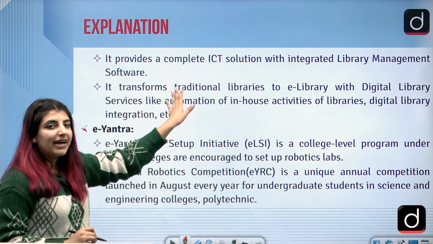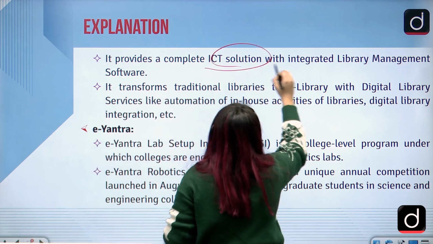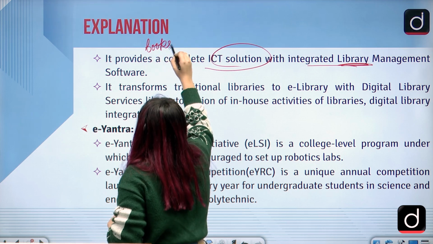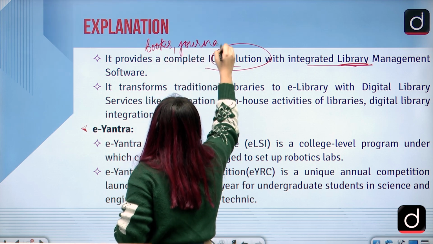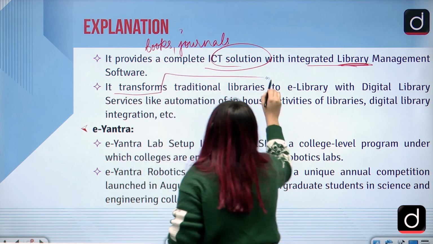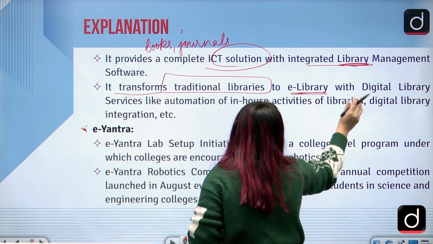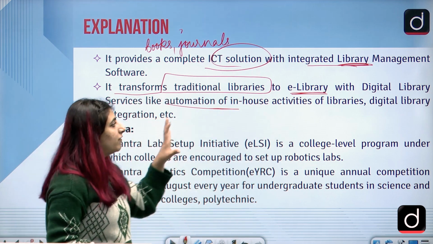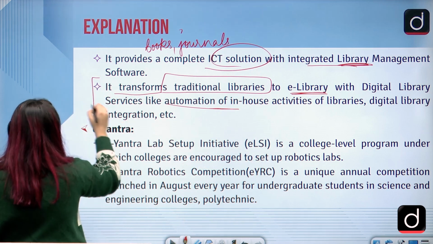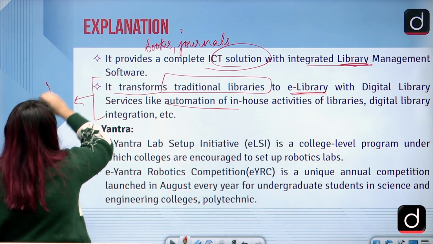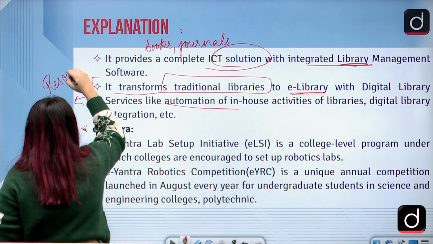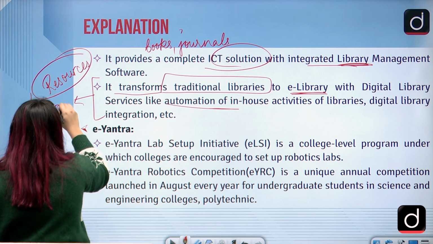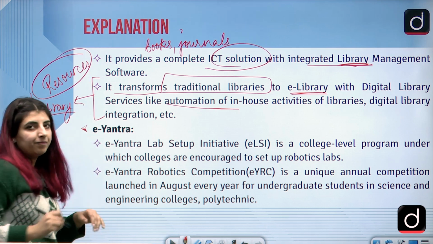Then it provides a complete ICT solution with integrated library management. So here you can find multiple books, journals, articles, etc. It transforms traditional libraries to e-libraries with digital library services like automation of in-house activities of libraries, and digital library integration. So multiple sources and resources when it comes to the library part are associated with the e-Granthalaya, correct?